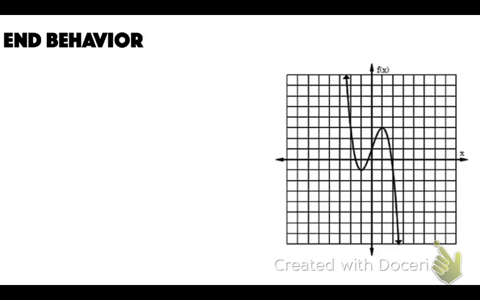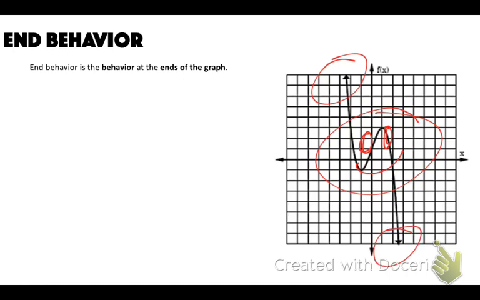Okay. End behavior. End behavior is the behavior at the ends of the graph. We do not care about what's happening in the middle of this graph, okay? You could literally put a picture of a smiley face right there. We don't care what's happening there. We only care what's happening over here, at the very ends of the graph.